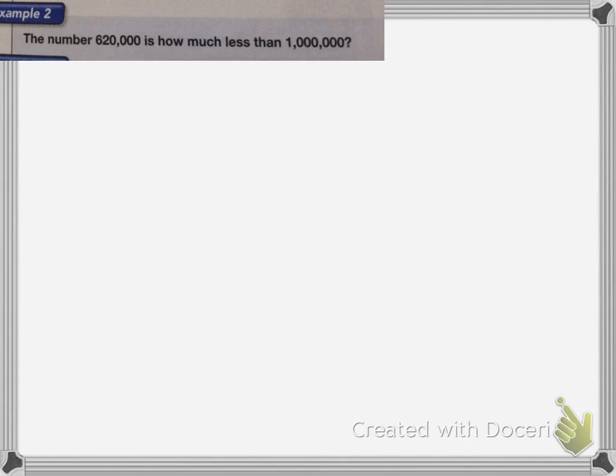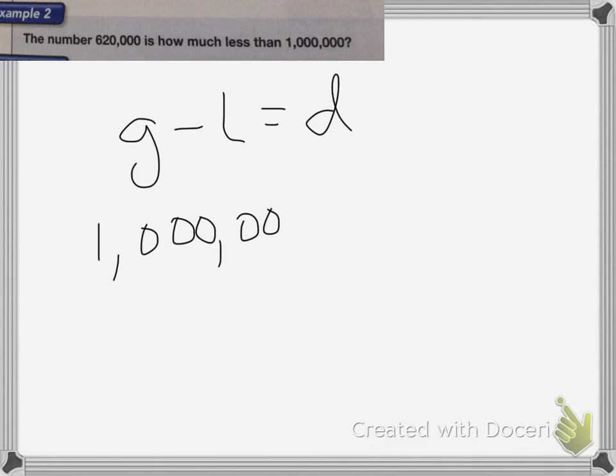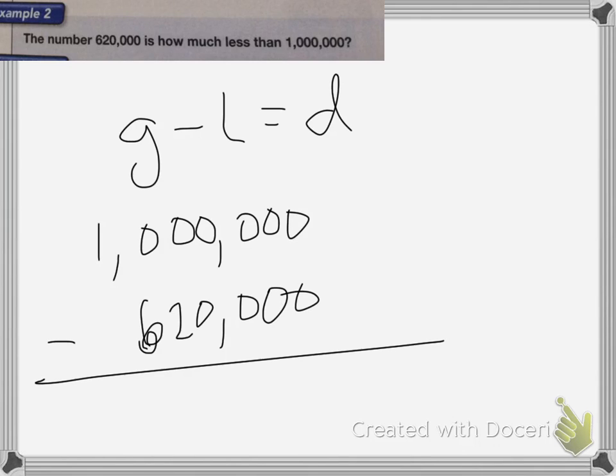This next one, the number 620,000 is how much less than 1 million? So again, I have that greater amount minus a lesser amount to figure out my difference. So my greater amount would be 1 million minus my lesser amount, which is 620,000, to figure out what the difference is.